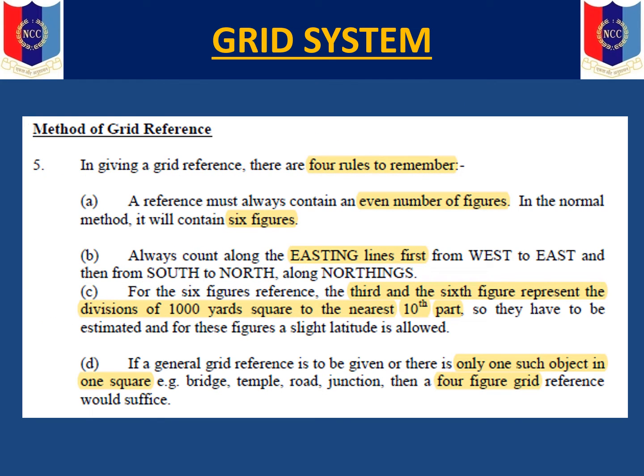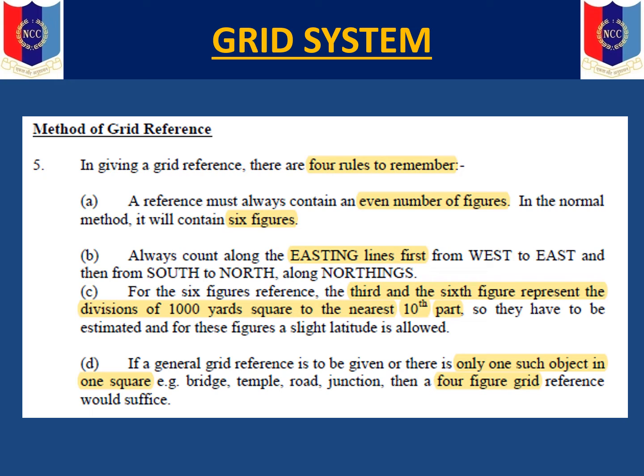Now we'll see how to give a grid reference. There are 4 rules to remember. The first one is that the grid reference is always given as an even number of figures, a 4 figure or a 6 figure grid reference or even 8 figure grid references. It's always even in number. And the first 2 or first 3 numbers or the first 4 numbers are always depicting the easting lines first, that is the lines which go from west to east. The northings are from south to north. These will be clear when you see the actual topo sheet.